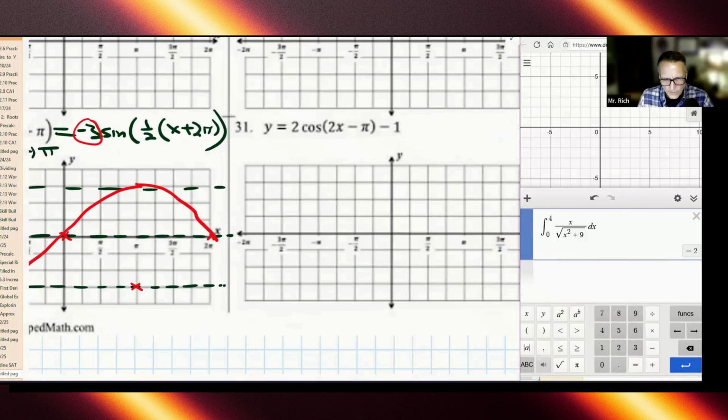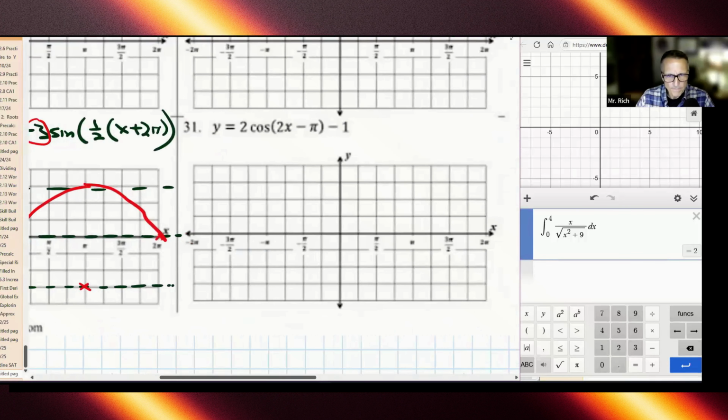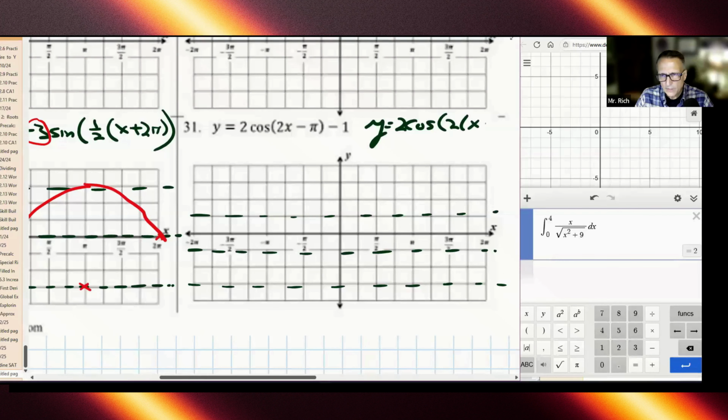Here, our midline is going to be at -1. Our amplitude is going to be 2. So there's going to be our max and min lines right there. We are going to factor out the 2. That is the coefficient in front of our x. So we have 2 cosine of 2 times x minus pi over 2, minus 1. Like that. So our period is going to be 2 pi over 2. So you got to remember 2 pi over b is our period. So 2 pi over 2 is pi, our period. So that means pi over 4 is our quarter period.